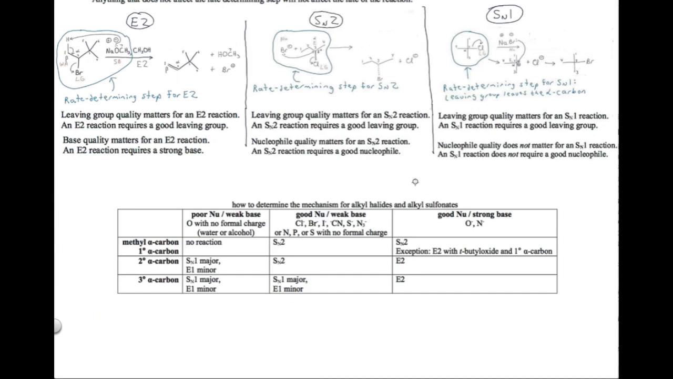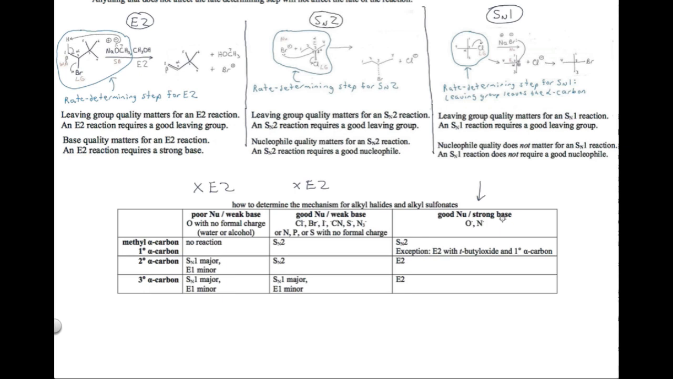Have you noticed that there are no E2 reactions in this column? And there are no E2 reactions in this column. Only the right-hand column contains E2 reactions. So please pause the video and explain why that is. Why is the right-hand column the only column that allows E2 mechanisms?